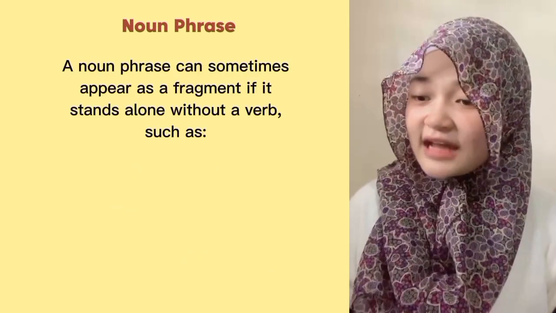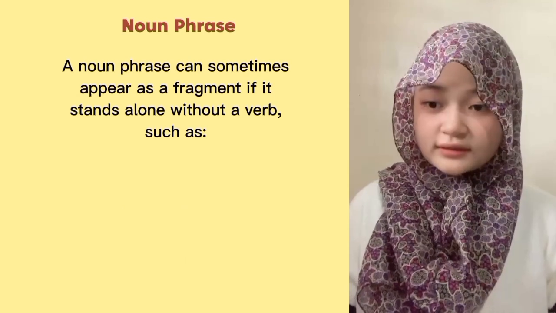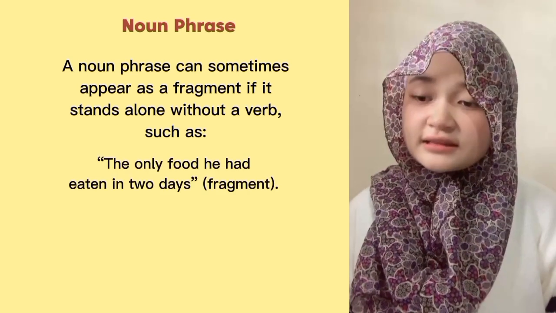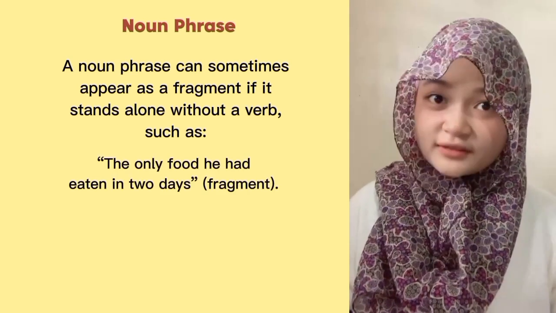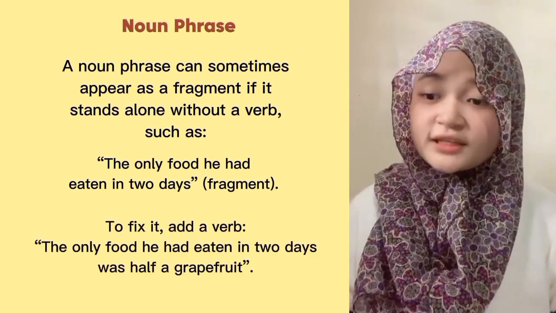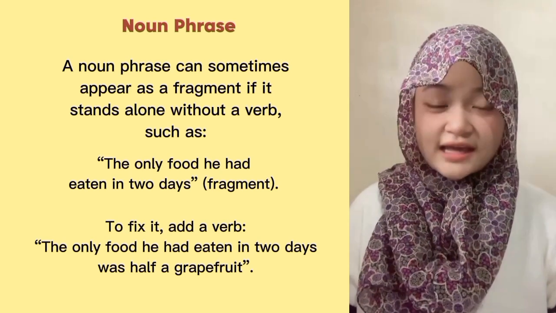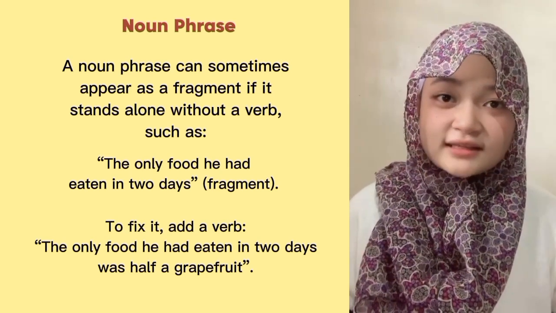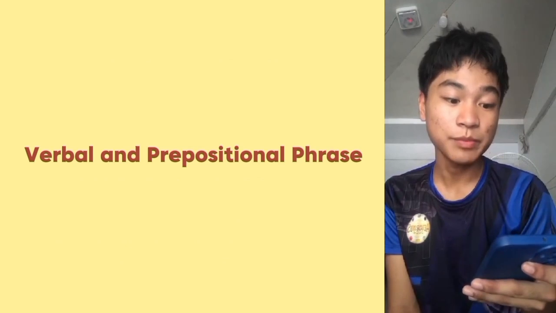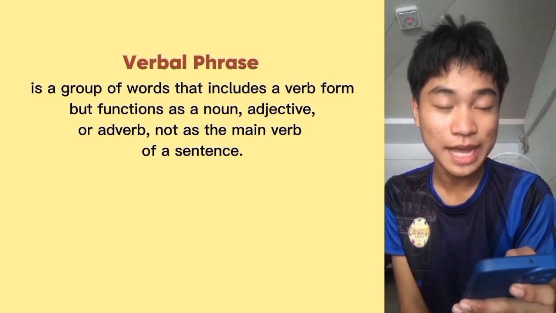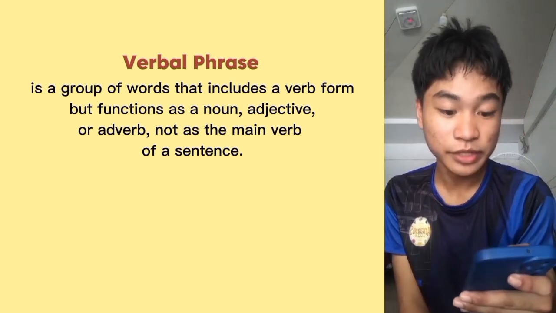A noun phrase can sometimes appear as a fragment if it stands alone without a verb, such as, the only food he had eaten in 2 days. So that is a fragment, right? But if we add a verb, it would be, the only food he had in 2 days was half a grapefruit. As you can see, when we added a verb, it made a huge difference. Before we move on, let us first discuss what are verbal and prepositional phrases. A verbal phrase is a group of words that includes a verb form but functions as a noun, adjective, or adverb, not as the main verb of a sentence.